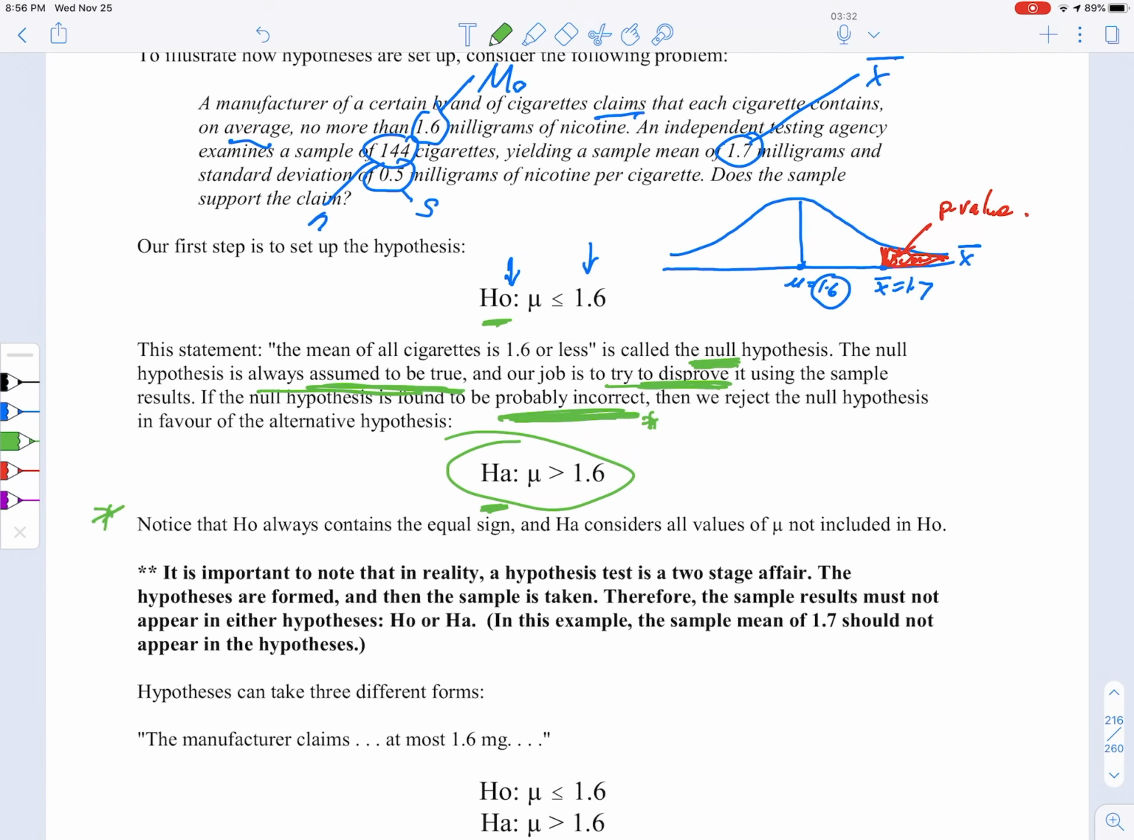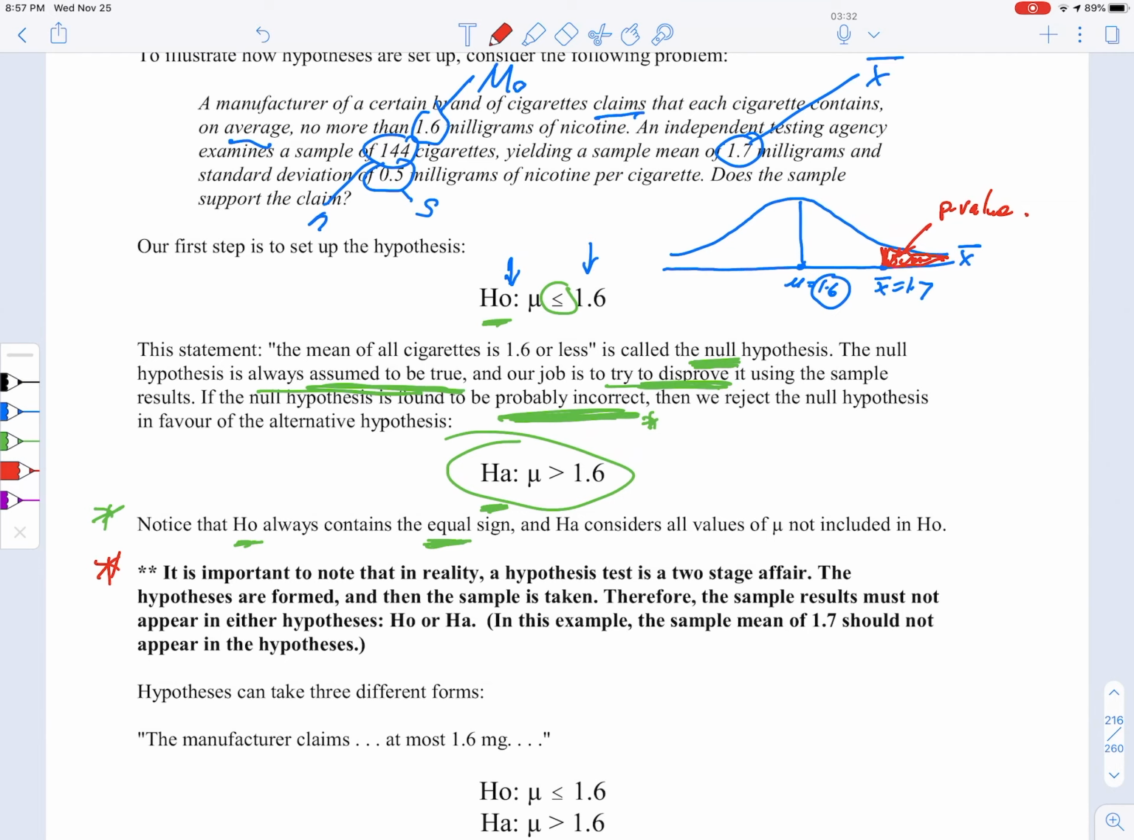One thing that I've got down here is it says, notice that the null hypothesis, the H0, always contains the equal sign. So you always want to write it like this: mu is less than or equal to 1.6 against the alternative that it's greater than 1.6. That's a convention that we use, but it's also saying that the hypothesized center of the distribution of sample means is the 1.6, which is the standard.